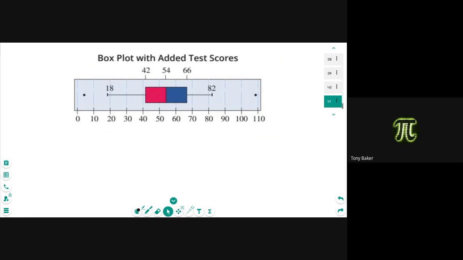Huh? I said that poor kid. I know, right? What about the nice kid that got 110? Oh, so there's outliers. Yeah. There's outliers, but they're higher.